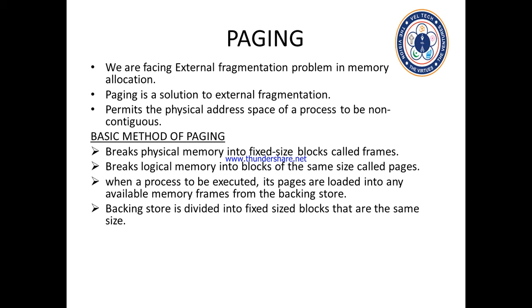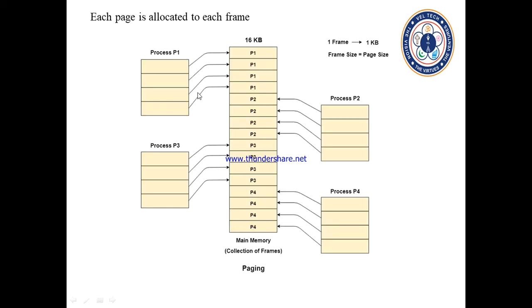Next is the basic method of paging. In paging, physical memory is broken into fixed-size blocks called frames, and logical memory is divided into blocks of the same size called pages. When a process is to be executed, its pages are loaded into any available memory frames from the backing store. The backing store is also divided into fixed-size blocks of the same size. Consider this diagram: each page is allocated to a frame.